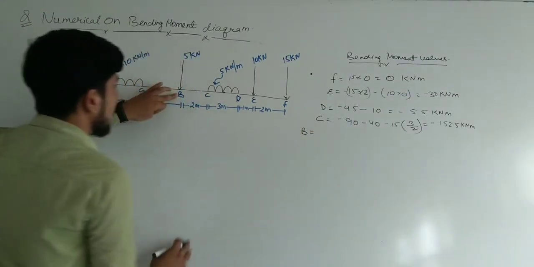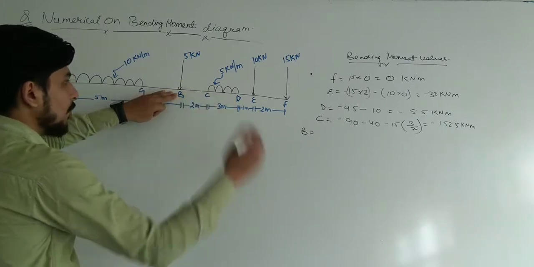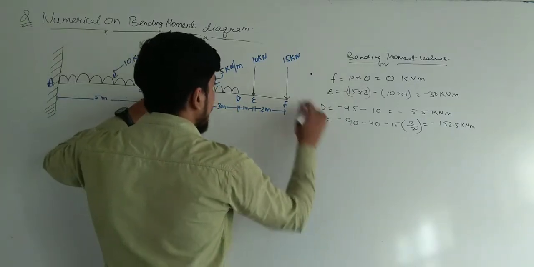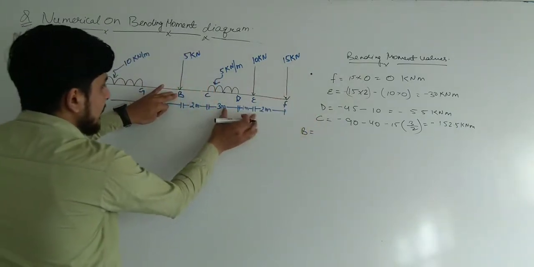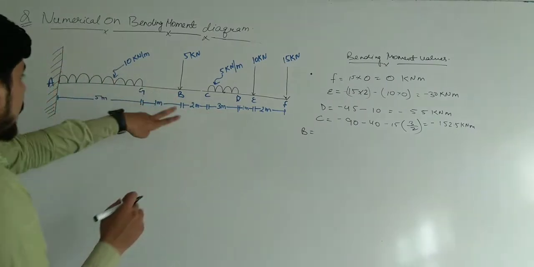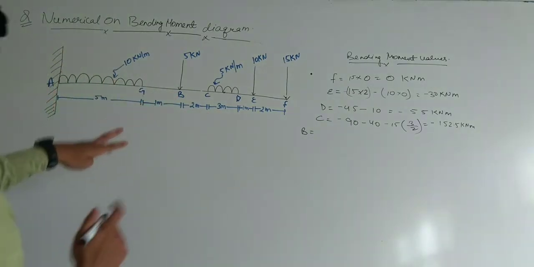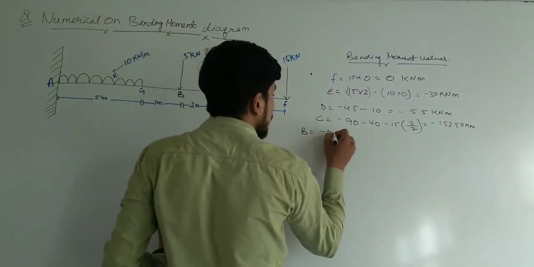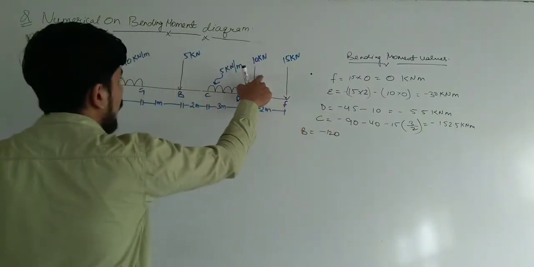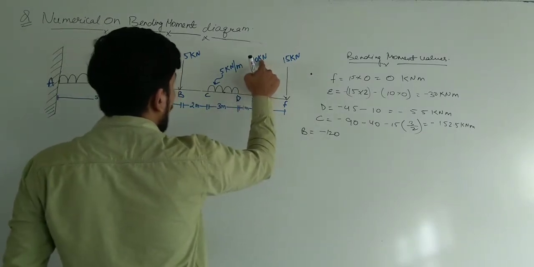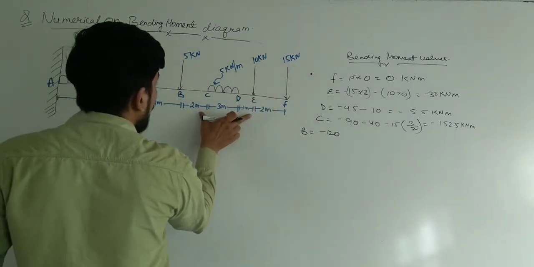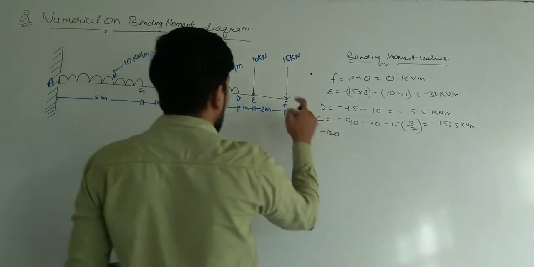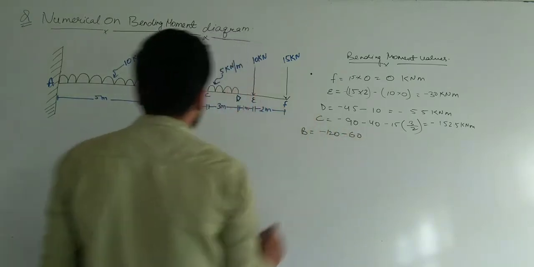Now come to point B. At point B we again start from the first load. The load is 15, multiplied by 6 plus 2, which is 8. 15 multiplied by 8 is 120, so minus 120. Now at point E, the load is 10 and the distance is 6. 10 multiplied by 6 is minus 60.